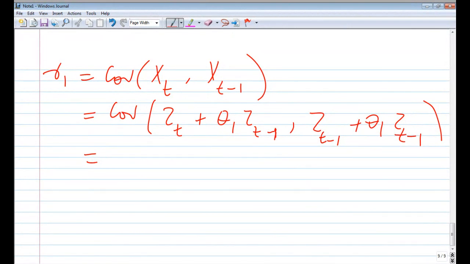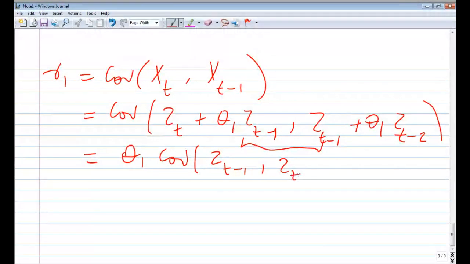Because some of these are independent, so their covariance is 0. So the final answer here will be, what is happening here? Yes, zt minus 2, sorry. Yeah, zt minus 2, not zt minus 1. Okay, it's fine. So we are going to take only these two, combine them together. The rest are zeros. So therefore we are going to have theta 1, the covariance of zt minus 1, zt minus 1.